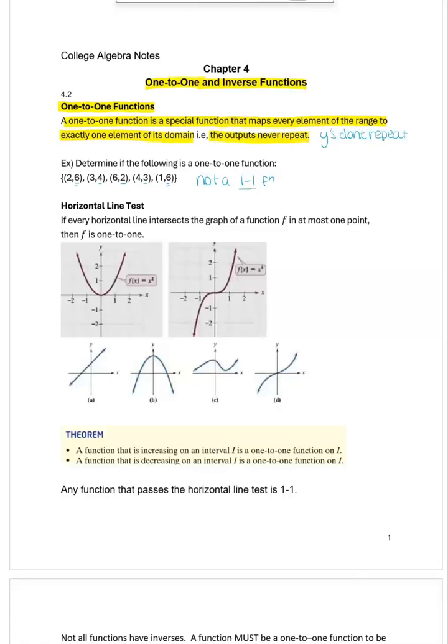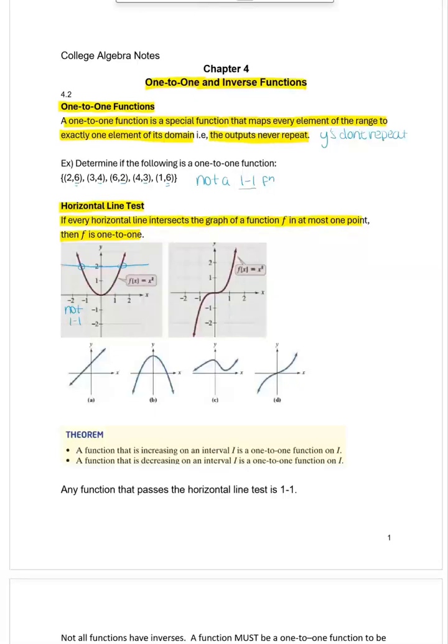Now, if you'll remember the vertical line test, that was how you decided if it was a function. Now there's another one, called the horizontal line test, and this tells us if it's one-to-one. If every horizontal line intersects the graph of a function in at most one point, then f is one-to-one. Just like the vertical line, we draw a horizontal line, and if it intersects the graph at more than one point, then we know it's out. If we draw a line here, it intersects twice, so this is not one-to-one.